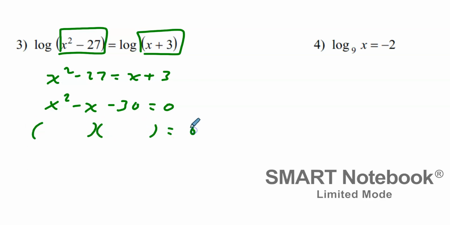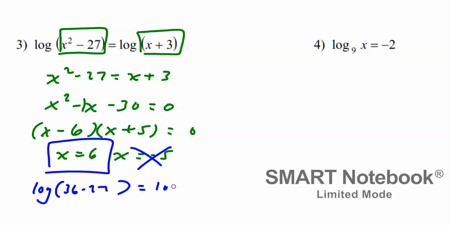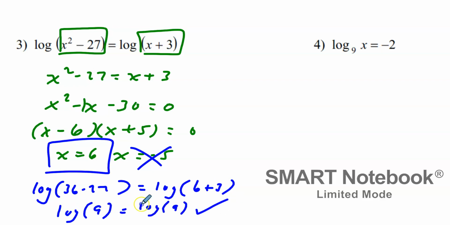Does this factor? Well, this is really negative 1. Two numbers that multiply to be negative 30 and add to be negative 1, that would be negative 6 plus 5. That means my two hypothetical answers are 6 and negative 5. However, if I plug negative 5 into especially this piece, I'm going to get a log of a negative number, which is impossible. So my only answer is x equals 6. If you would like to make sure that this works, it would be log of 36 minus 27. Is that equal to log of 6 plus 3? So you would get log of 9 on this side equals log of 9 on this side. Check. 6 works.